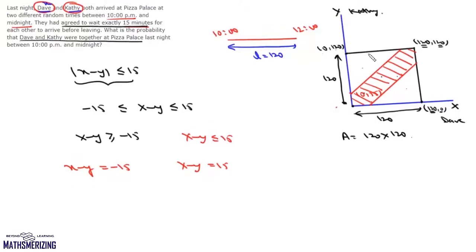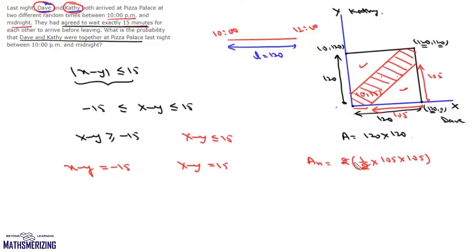Now first we need to find the area of this red portion. From symmetry we can say that these two areas are equal. Now what is the length of the side of this triangle? This length will be 120 minus 15, so it will be simply 105. And from symmetry we can say this length is also 105. So the area of the non-shaded portion will be 2 times 1/2 into 105 into 105.